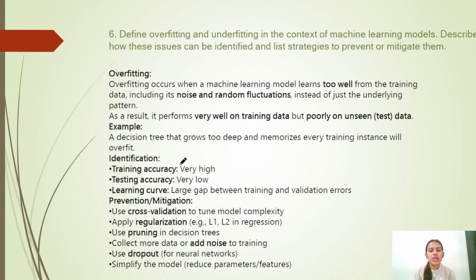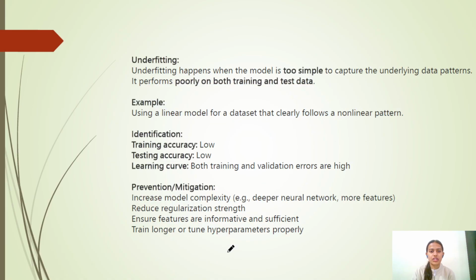Identification: training accuracy is very high, testing accuracy is very low. In the learning curve, there is a large gap between training and validation errors. Prevention and mitigation: use cross-validation to tune model complexity, apply regularization, use pruning in decision trees, collect more data or add noise to training, use dropout for neural networks, and simplify the model by reducing parameters or features.